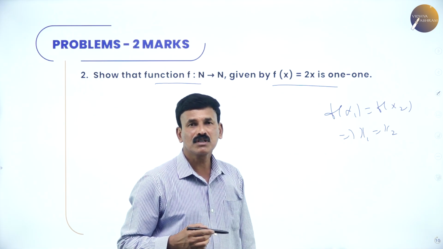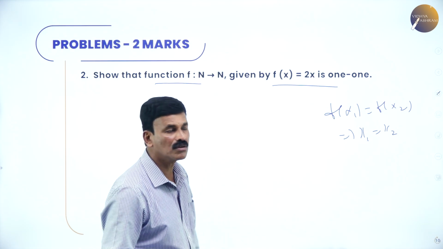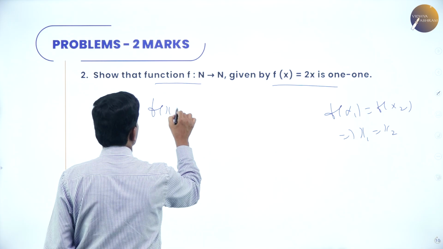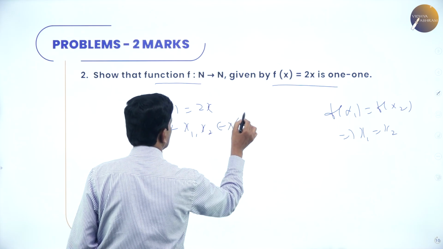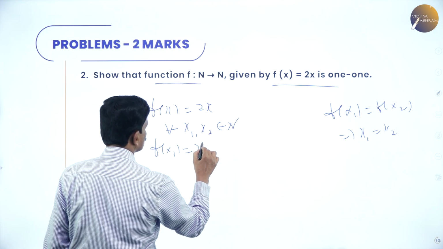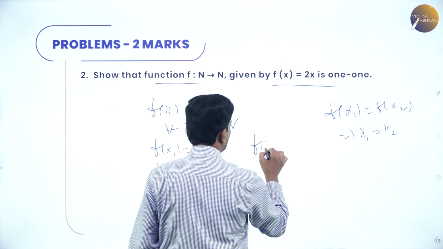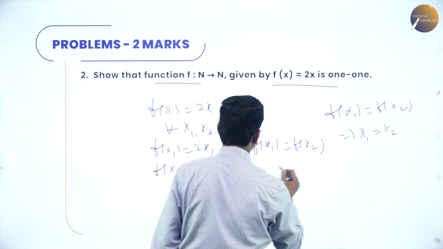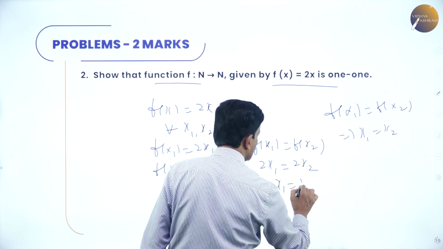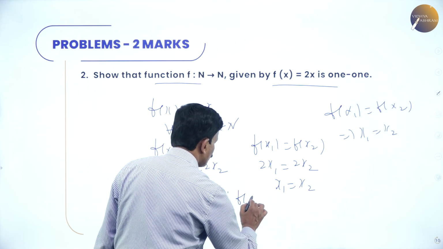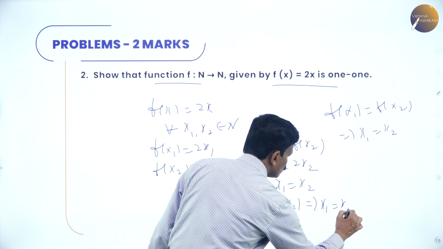If for all x1, x2 belongs to N, f(x1) = f(x2) implies x1 = x2, then it is called a one-one function. What is given? f(x) = 2x. Let for all x1, x2 belongs to N, f(x1) = 2x1 and f(x2) = 2x2. Now f(x1) = f(x2) implies 2x1 = 2x2. The 2 gets cancelled, x1 = x2. That means f(x1) = f(x2) implies x1 = x2.